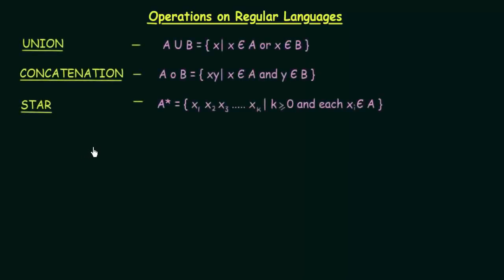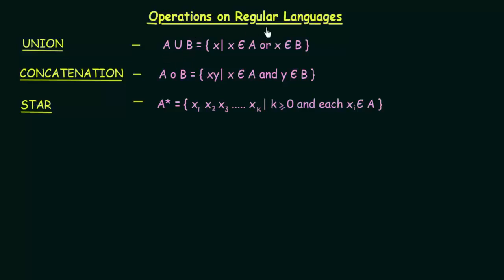Here are the operations that we are going to discuss: union, concatenation, and star. So let's start with union. The formal definition of union is given here. A union B is equal to X such that X belongs to A or X belongs to B. This union operation is exactly the same as the union operation you perform on sets.